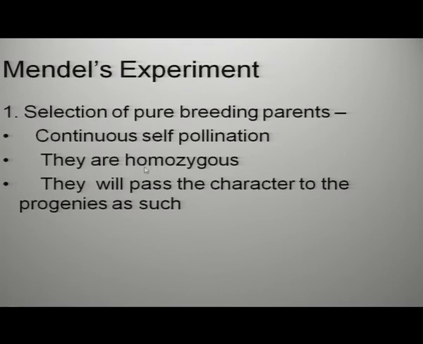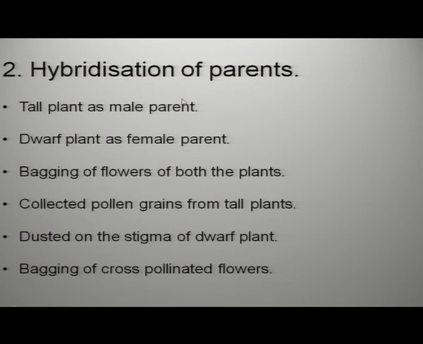And pure breeding plants will always be homozygous, that is another concept that we have to memorize, and they will pass the character as such to the progenies, to the offsprings. Second step, hybridization of the selected parents.